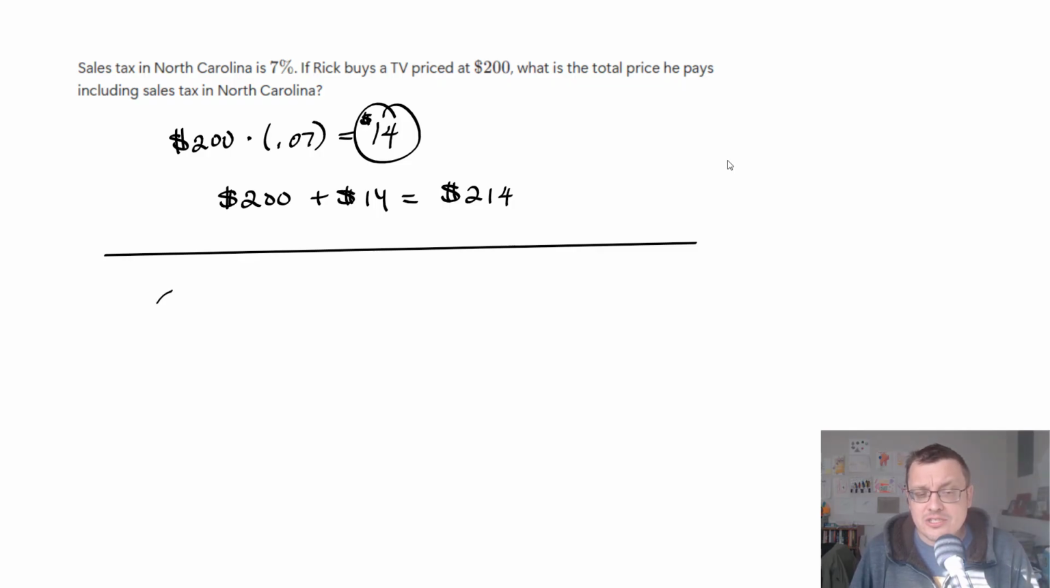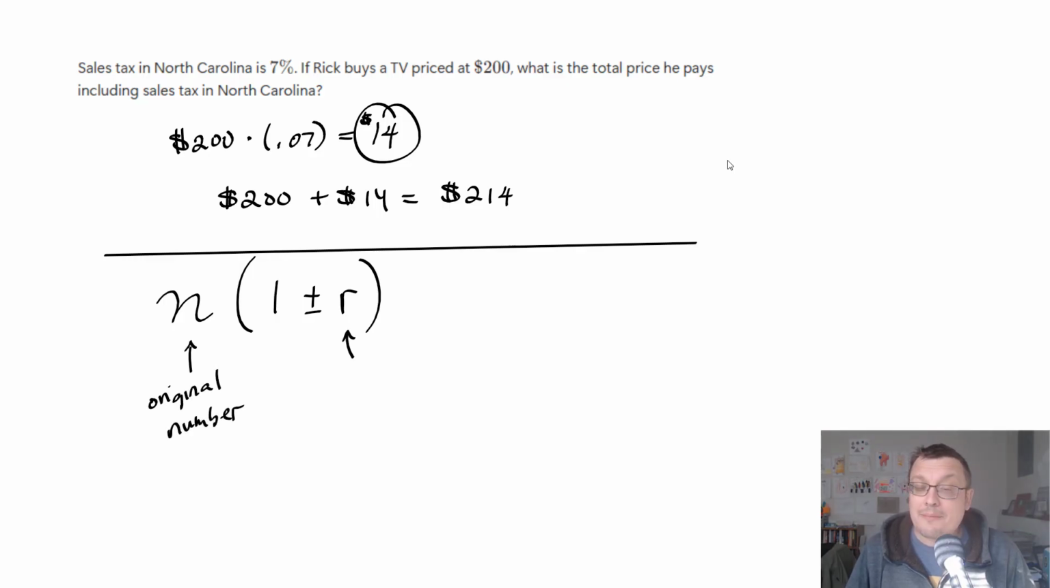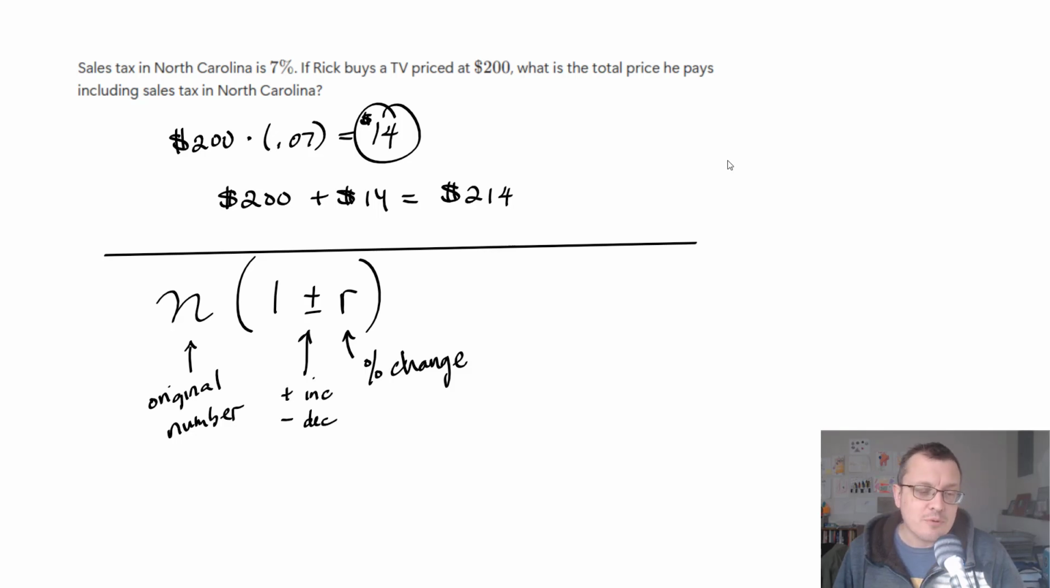And it looks something like this. You start with your initial number, which we'll call n, and you multiply it by 1 plus or minus r. So n is that original number, and r is that percent increase or decrease. So it's the percent change. And then plus or minus, it's plus if it's increasing, minus if you're decreasing by that percent.